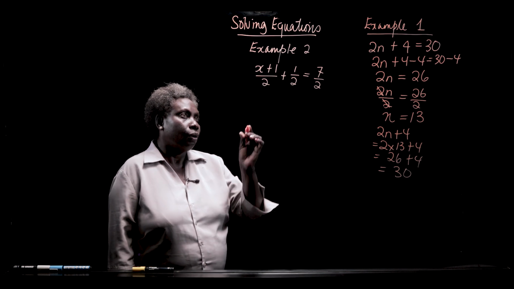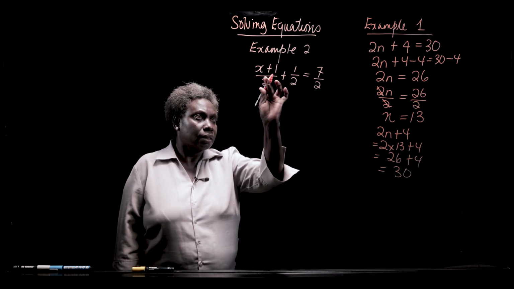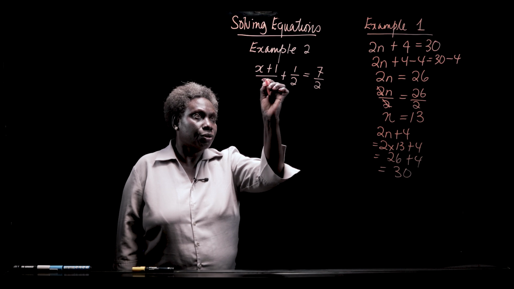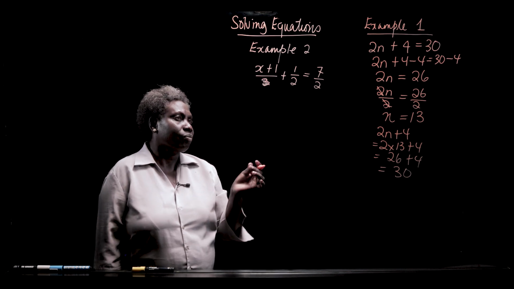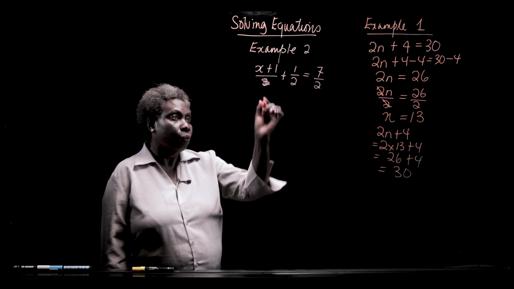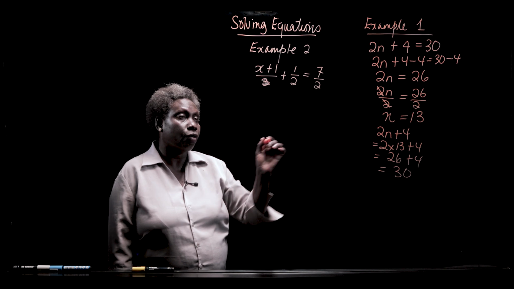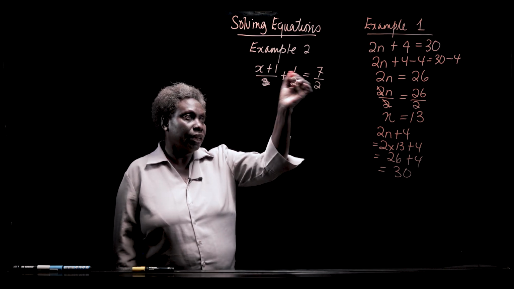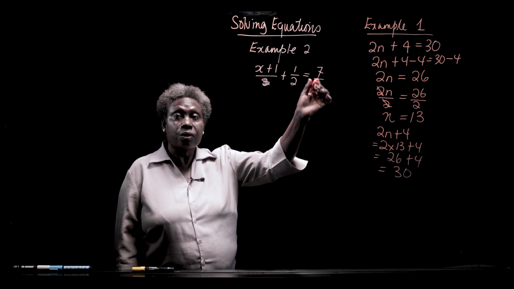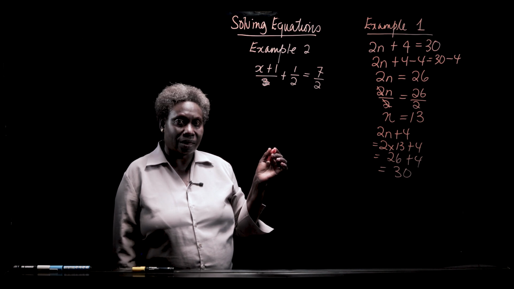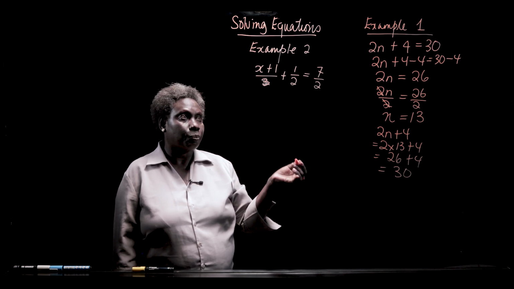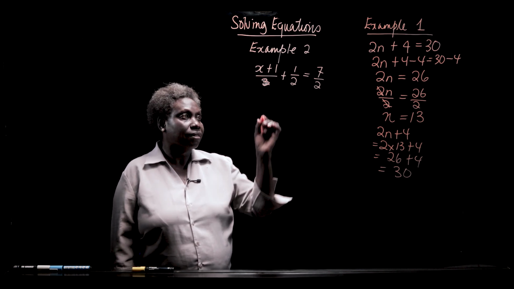What do we do? First of all, this is supposed to be 3, not 2. Okay, what is the first thing that we do? We find the lowest common denominator of the fractions. We have 3, 2, and 2. The lowest common denominator is 6. So we are going to multiply the fractions by 6.